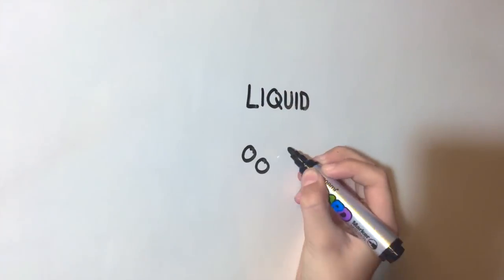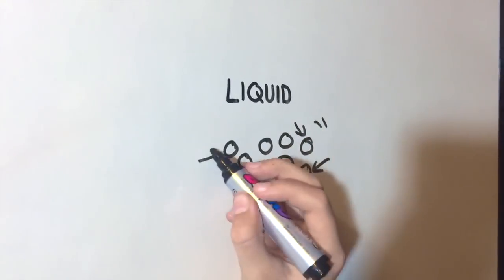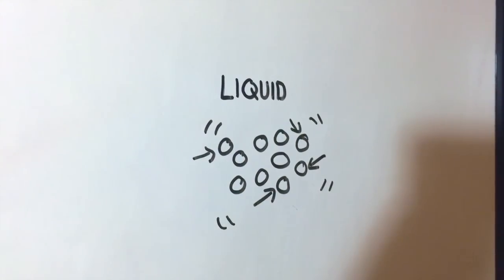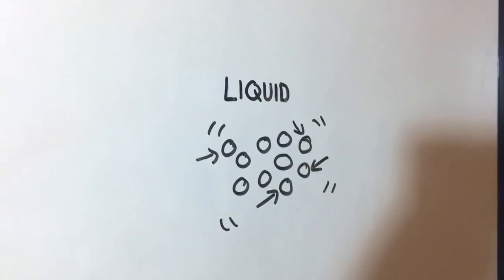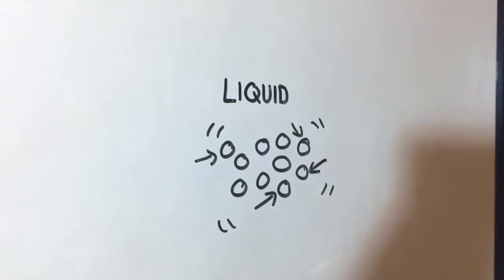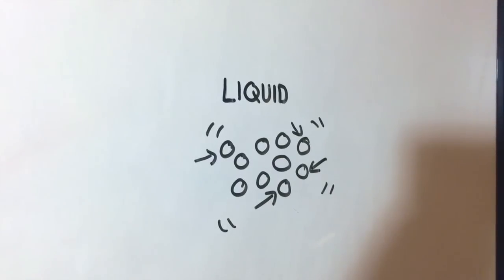Particles in a liquid are close together with no regular arrangement. They also vibrate, move about, and slide past each other. A liquid assumes the shape of the part of the container which it occupies, because its particles can move or slide past one another. A liquid is not easily compressible. There is little free space between particles. A liquid also flows easily, for, as said before, particles can move and slide past each other.